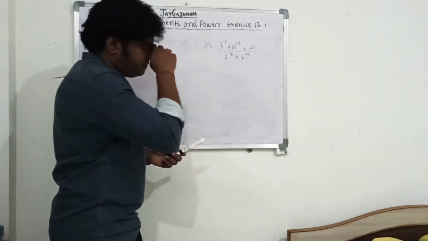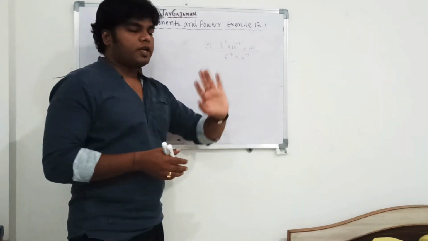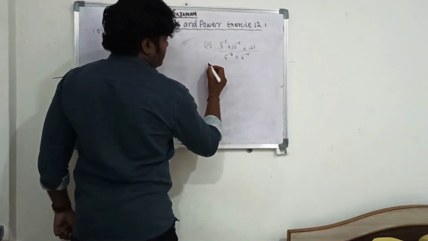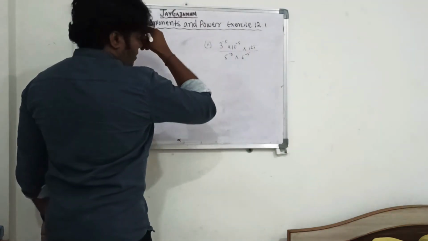Again the same thing. Bring the inverse ones down, take the others up. If you are expert, you can directly also cancel. But then why take a chance? We will solve it step by step. So I can start it from here. Inverse ones down, the rest up.